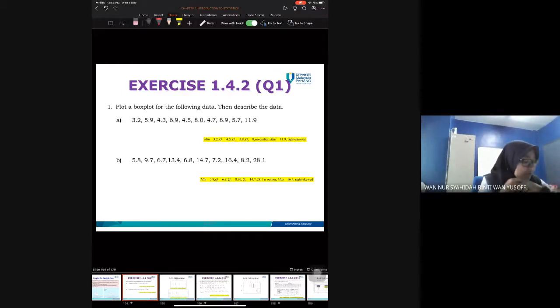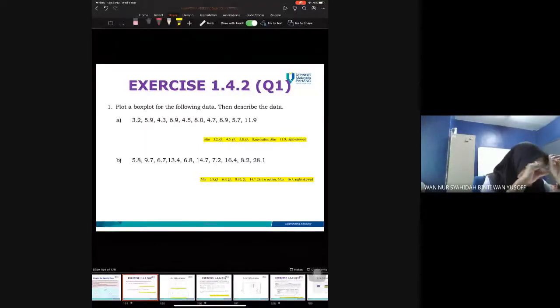So for question 1 here, you have 1A and 1B. You have single data, which means you have one set of data in each question. 1A and 1B mean that you have only a single box plot on that axis.